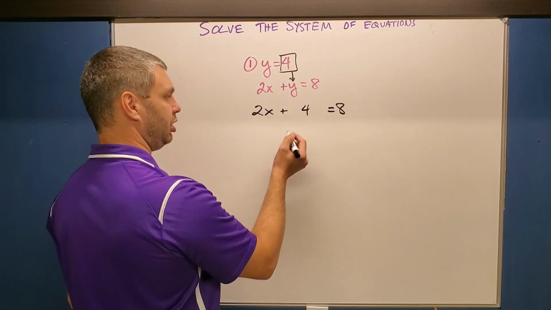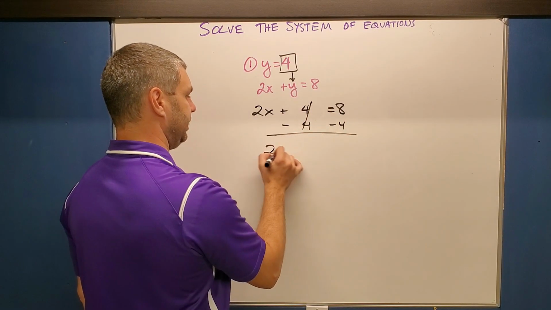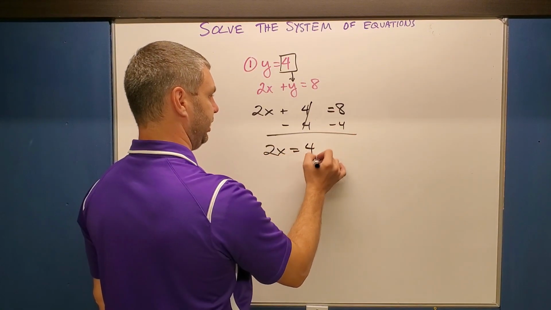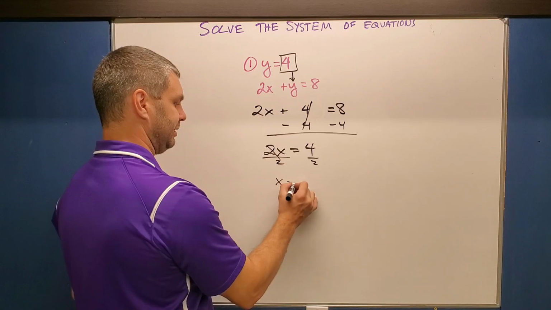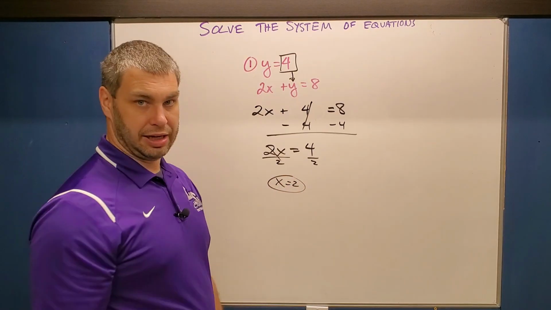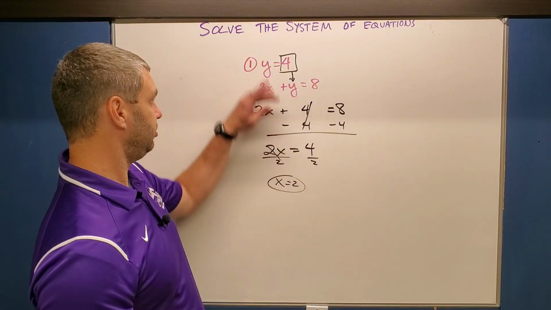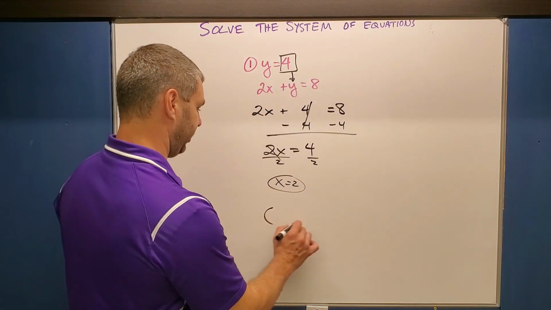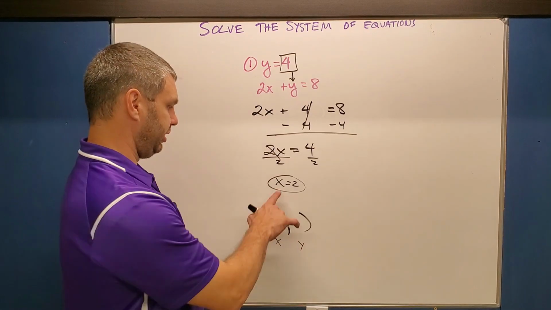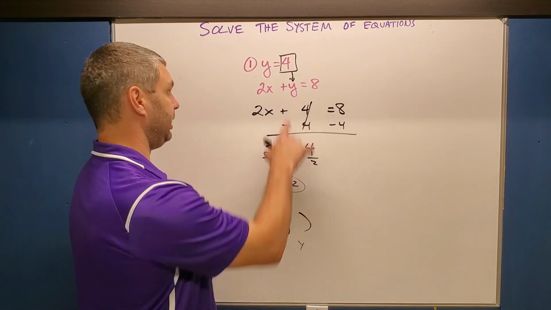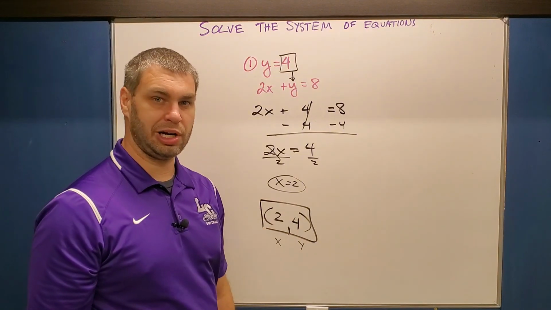But now I'm just going to solve this like a regular algebra problem, where I'm going to subtract 4 on both sides and get 2x equals 4. 8 minus 4 is 4. Divide both sides by 2, and of course, x equals 2. Now, this one is pretty easy because we're kind of done, right? x is 2 and y is 4. And we're going to write our answer as an x, y ordered pair, where the x goes first, and then the y comes next. And so my answer is actually the ordered pair (2, 4).